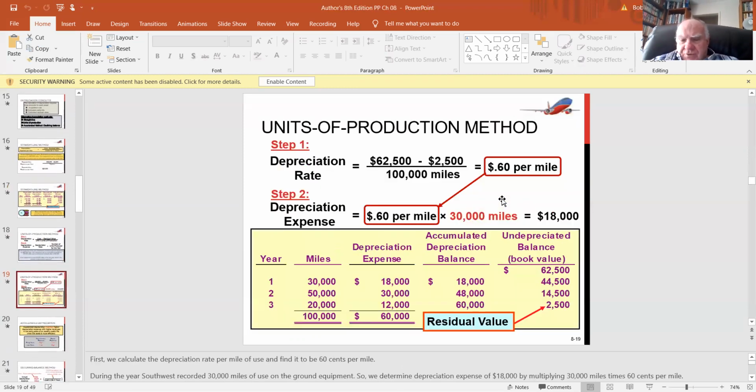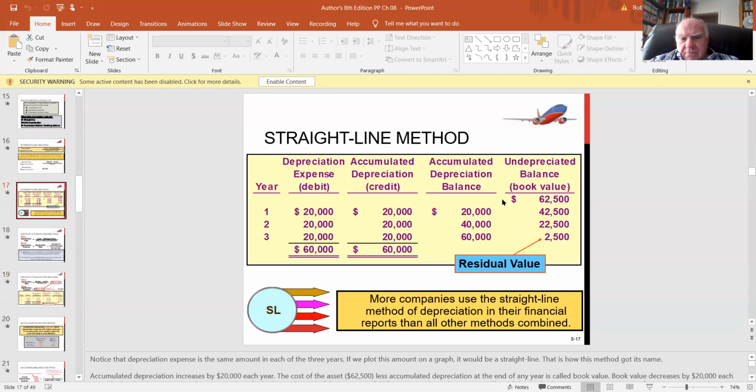Let's take a look at the book value, what's called the book value. Well, it was 62.5 when you bought the machine. We subtract 20, we get down to 42.5. We subtract 20, we're down to 22,500. We subtract the remaining 20, we're down to the residual value of 2,500. And it's important to note that you can never, no matter what the method is, go below the salvage value. Net book value can never go below the salvage value.